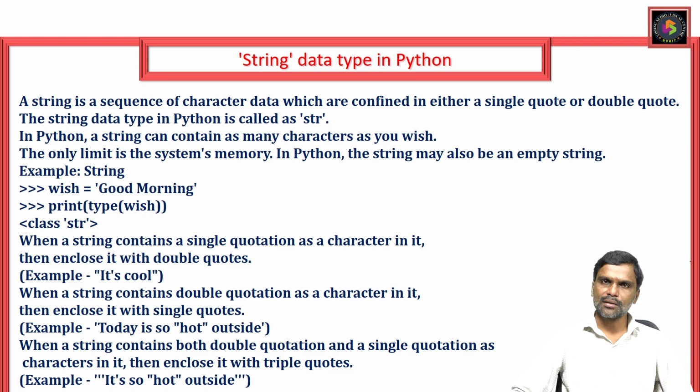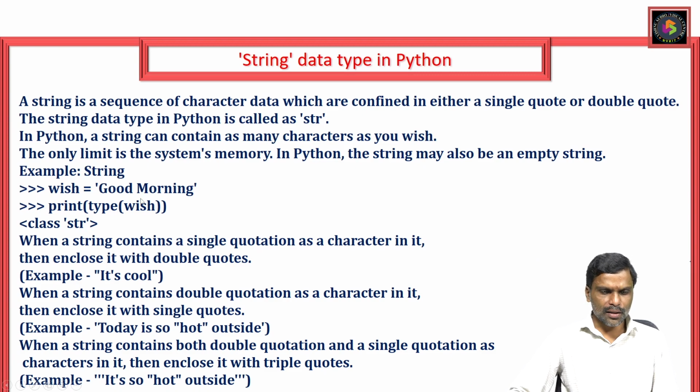Print type of wish. It gives string because the class is str. So string is represented with str. It gives the data type of "good morning" as string, as we are representing it in single quotes. Even if we take some number, for example wish = '123' in single quotes, what data type does it give? It may be a number, but since we are taking it in single quotes, it is considered a string data type. It gives output as string.